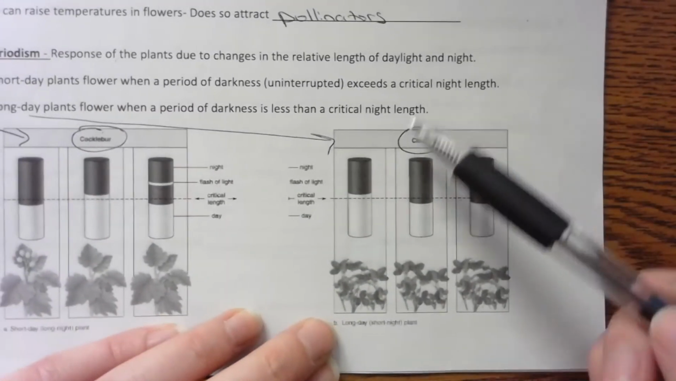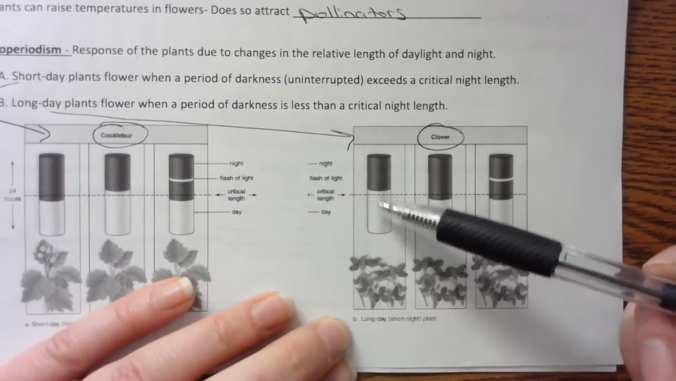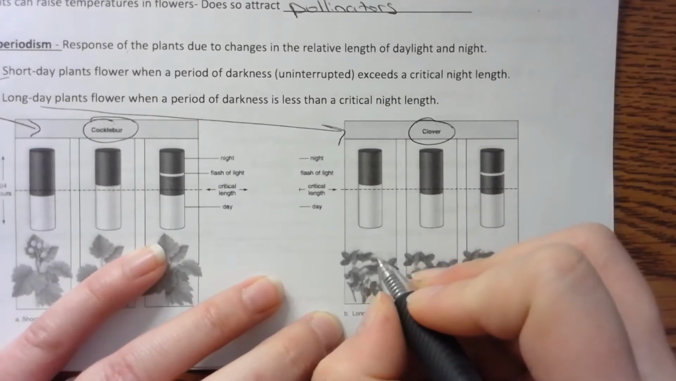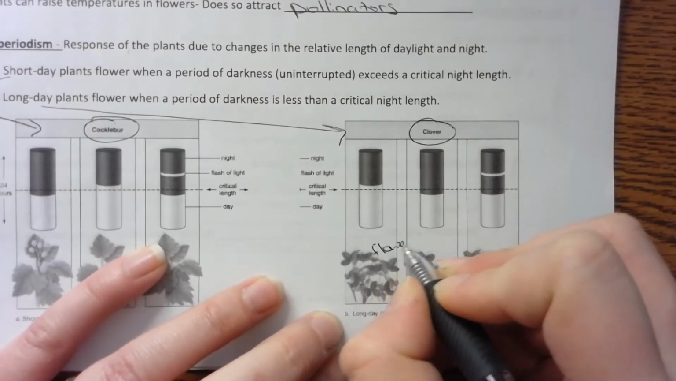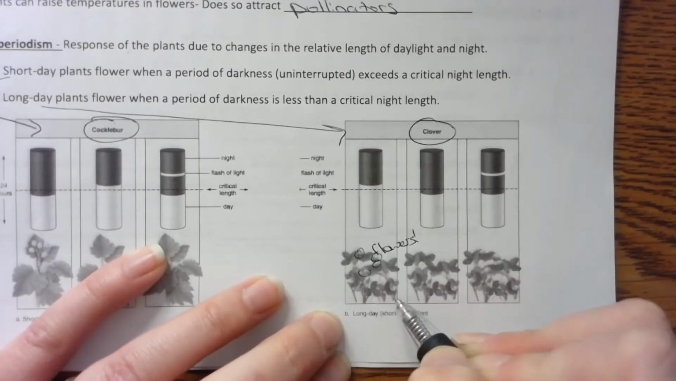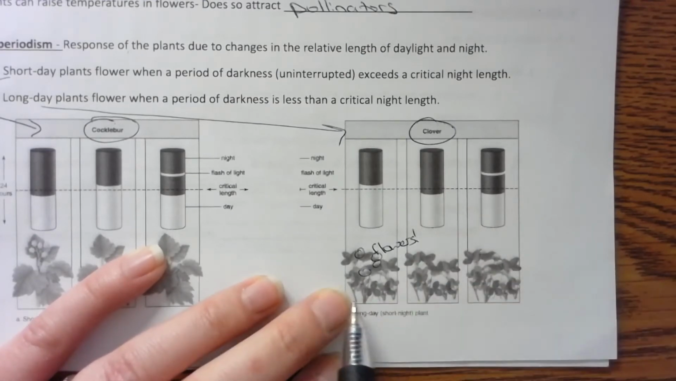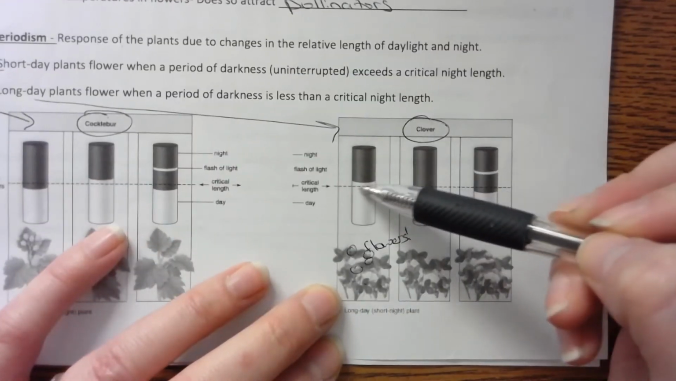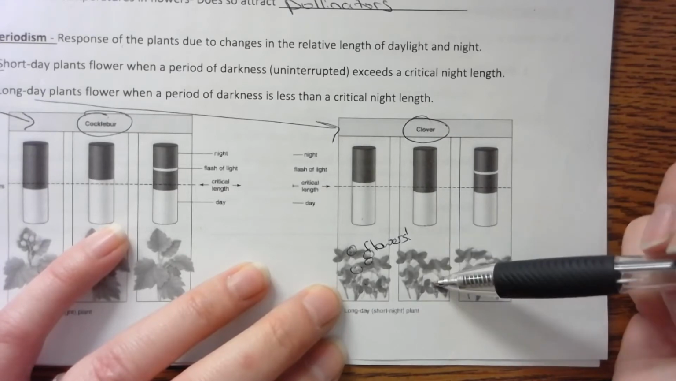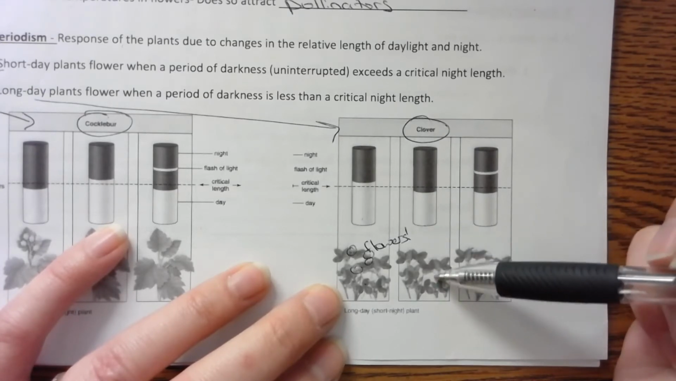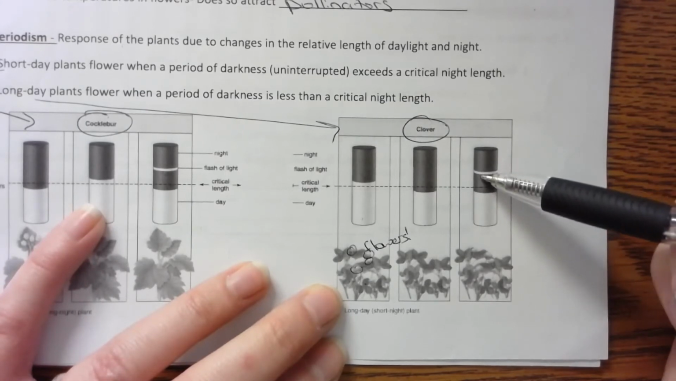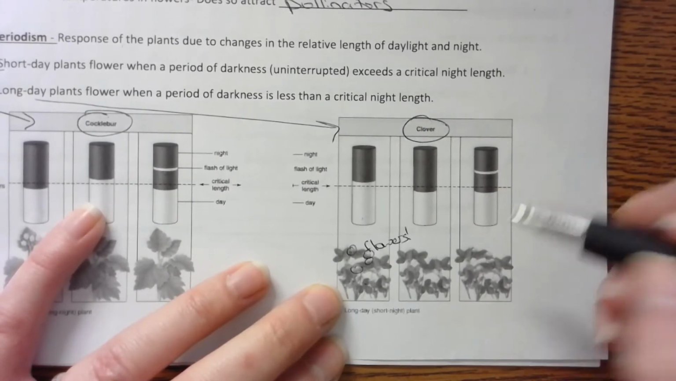Same thing, opposite concept. Long day is wanted, and you might not be able to see it very well, but this is actually flowering. They're like little white flowers because they're clovers. So long day, that's what it wants, flowers. Short day, doesn't like that, no flowers. Short day, but then it gets a flash of light and it will still flower.